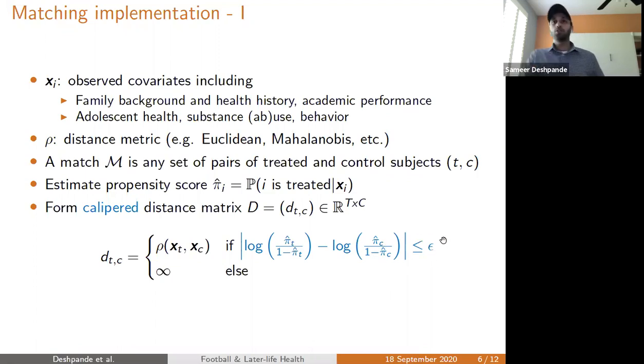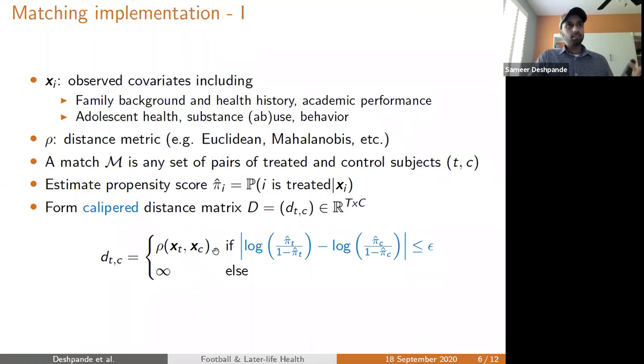So we have control of this value epsilon. And what we're essentially saying is that we want to create this distance matrix so that people who had very similar propensity scores have an actual real distance between them. And if their propensity scores are quite far away, there's going to be an infinite distance between them. And this is going to allow us to match people together who are similar in covariates, i.e. they have very small row distances, but who are also similar in terms of their propensity score. And we'll see in a minute why that's important.